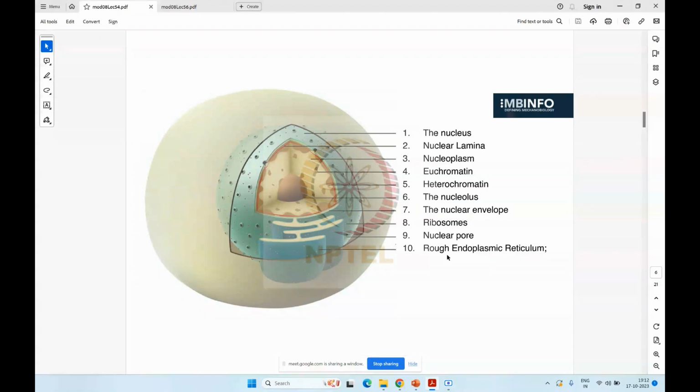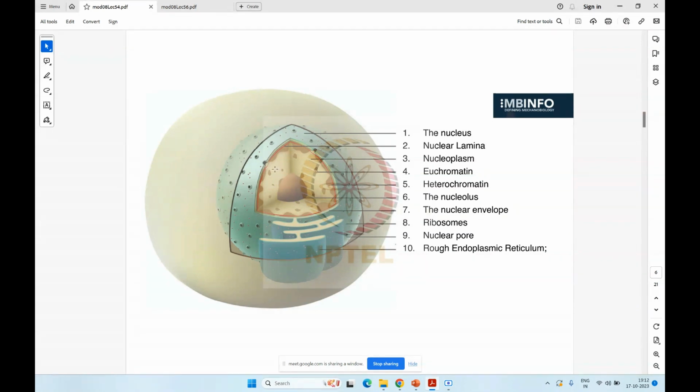Again, nuclear envelope or nuclear membrane. There would be ribosomes sort of scattered on the surface of the nucleus, and the outer nuclear envelope becomes continuous with the endoplasmic reticulum, the rough endoplasmic reticulum to be specific. The smooth endoplasmic reticulum would be farther away from the nucleus.